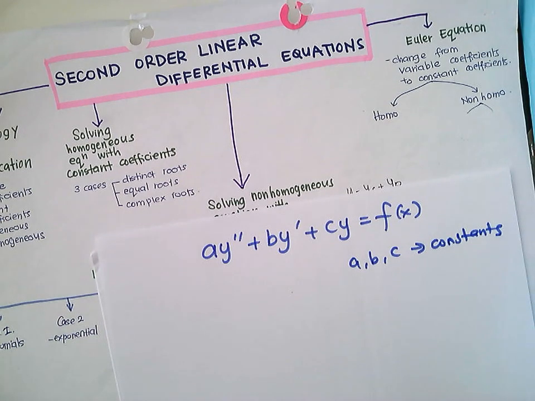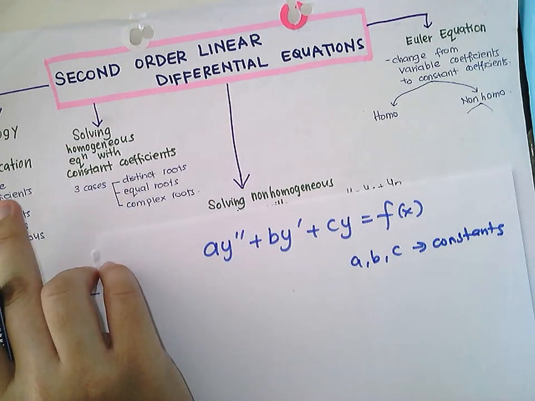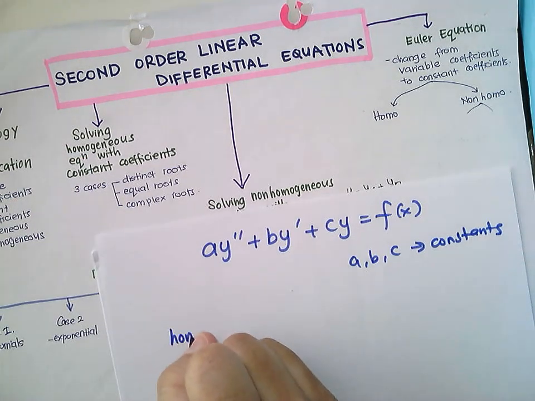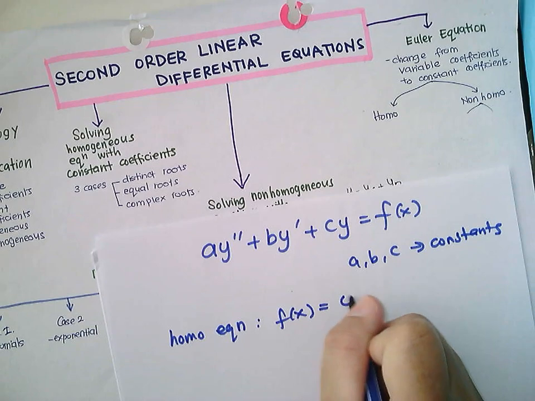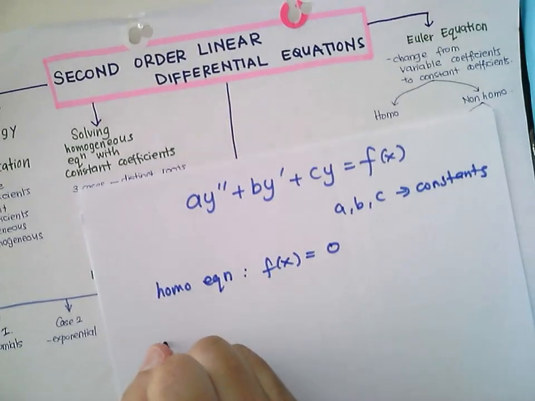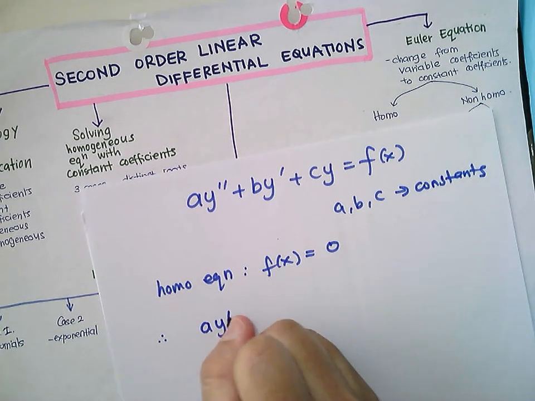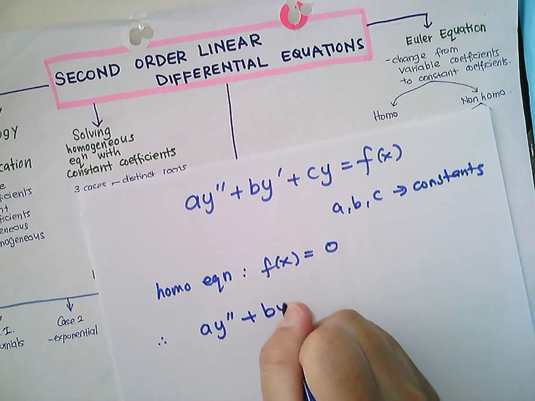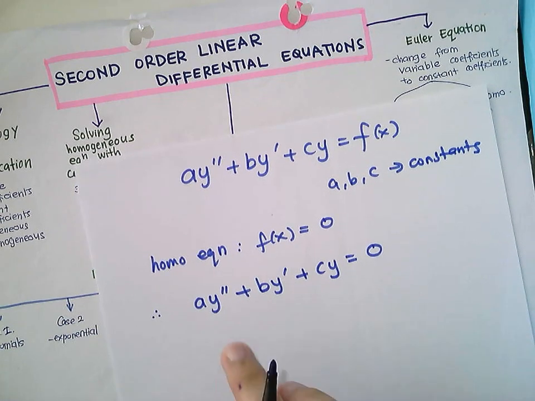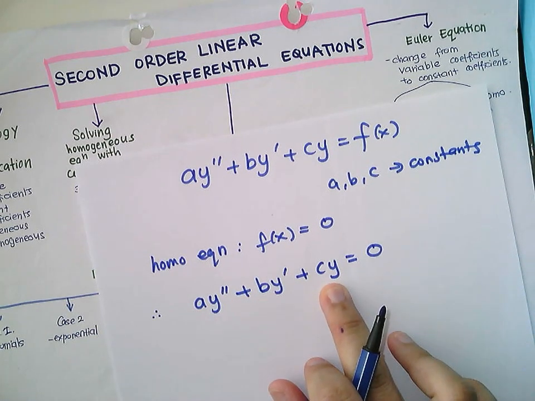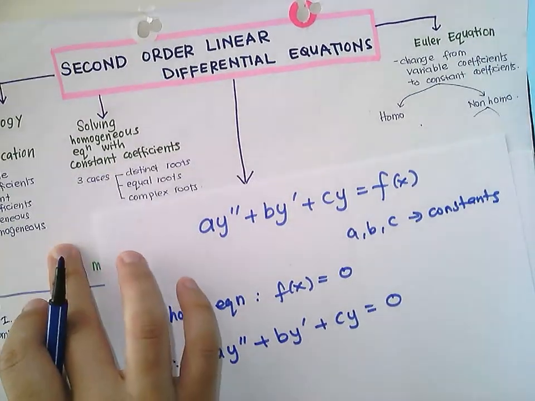Okay, so when you are involved with homogeneous equation, as I told you in a previous class, your f(x) is equals to 0. So therefore, your second order linear differential equation will become ay double prime plus by prime plus cy is equals to 0. Okay, where your a, b, c are constants. So when you have this kind of problem, you are going to solve it by using this one.